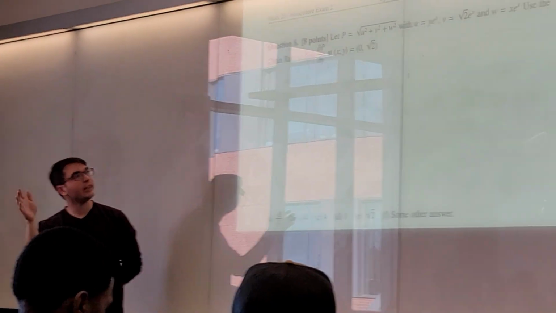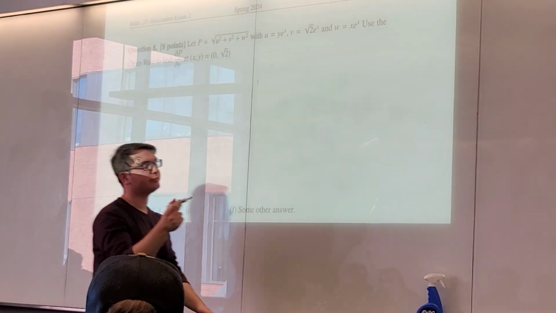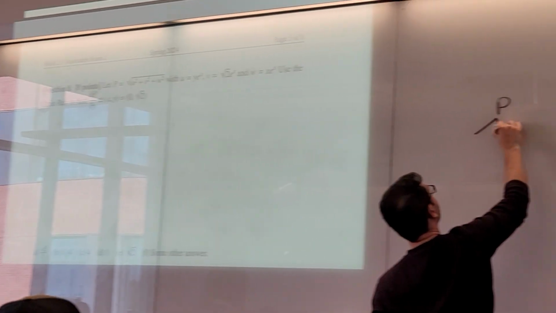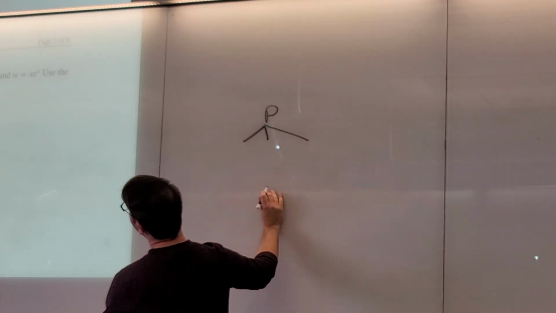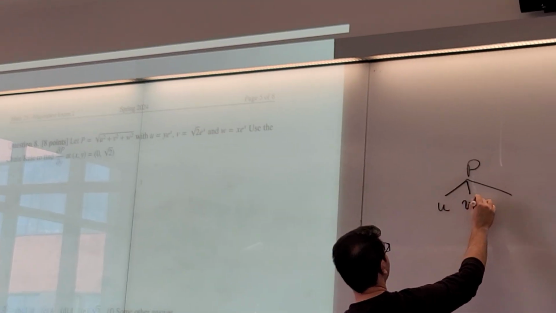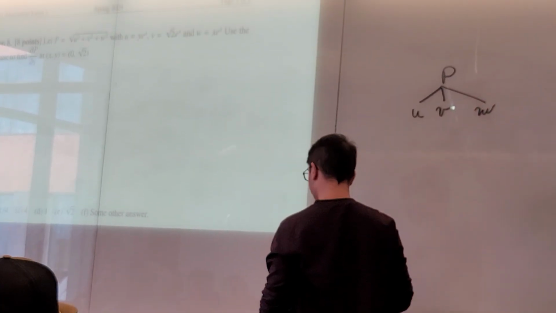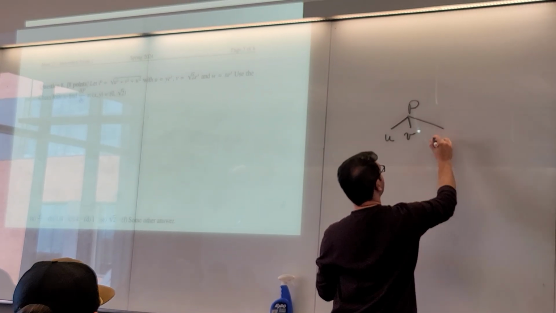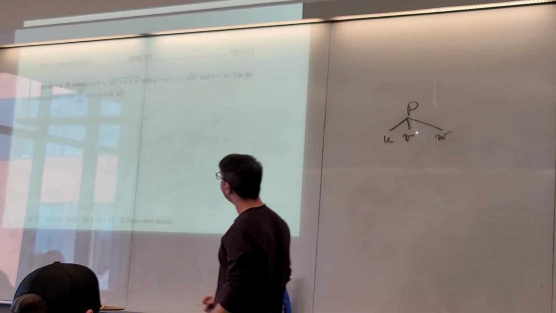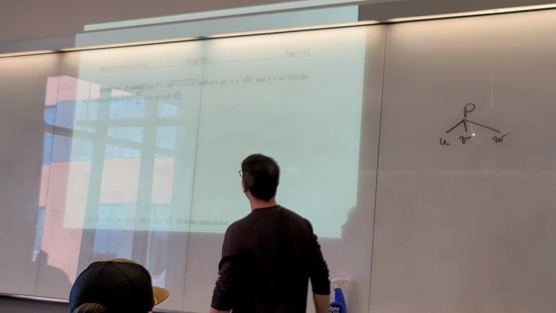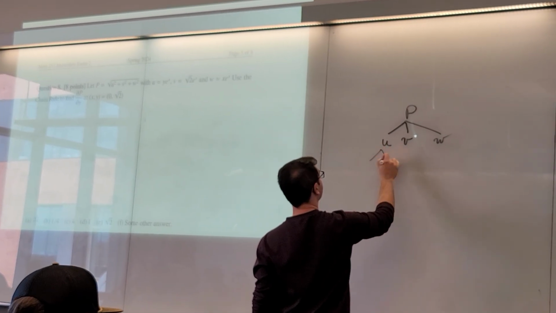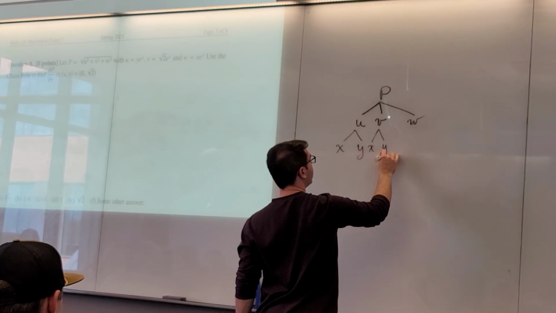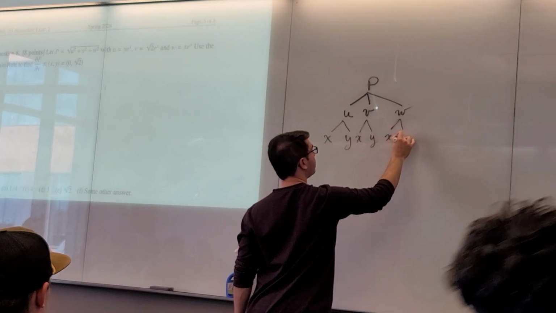P equals this thing, right? So now P depends on what variables? U, V, and W. Okay? Now, U itself depends on how many variables? Okay. And V the same. And W the same, right?